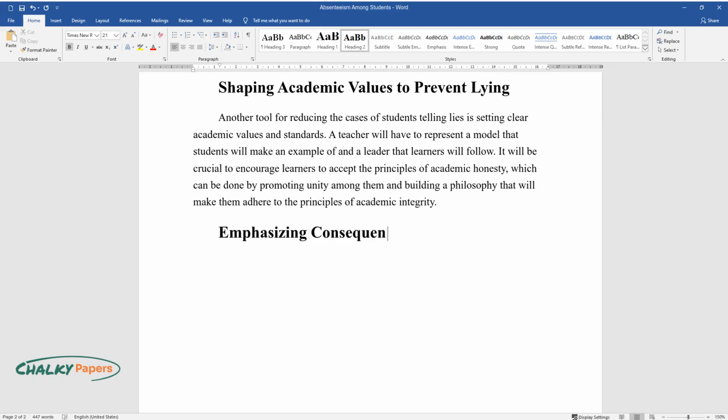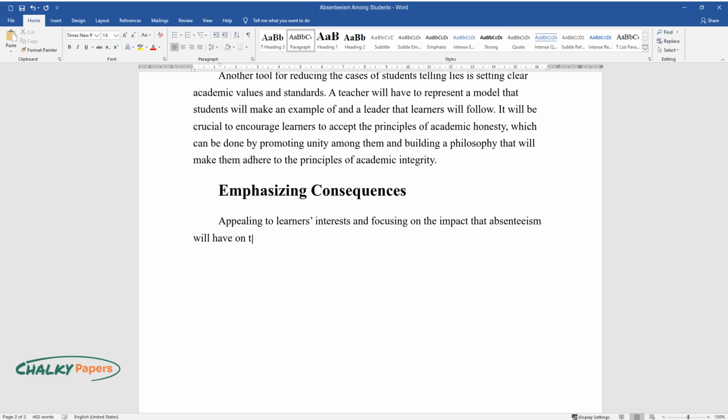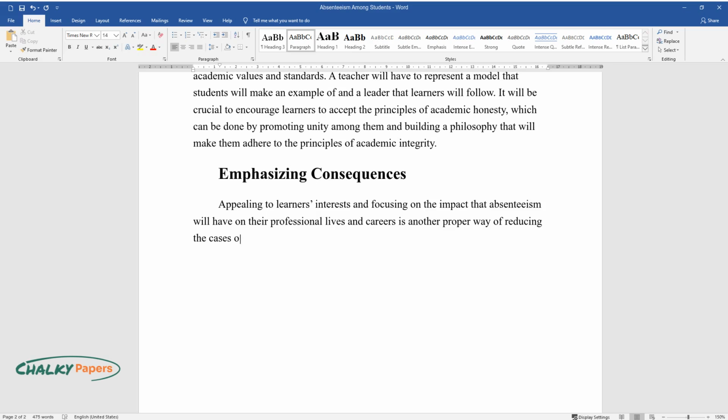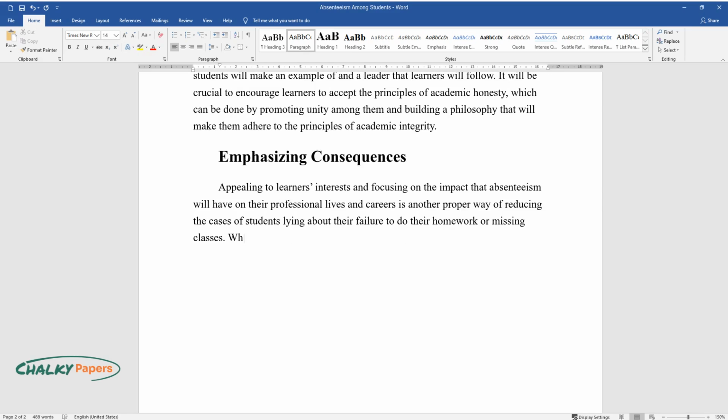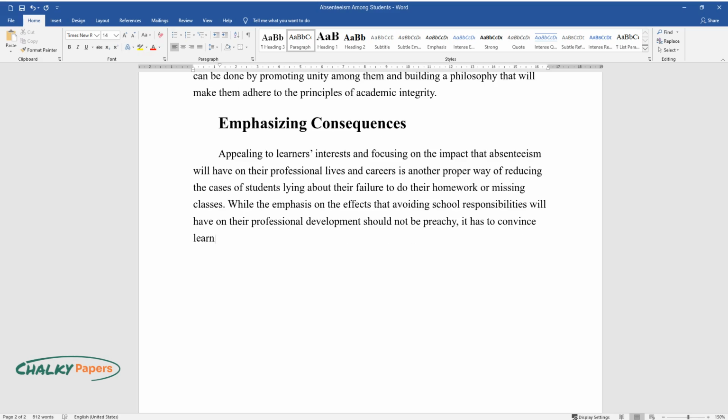Emphasizing consequences. Appealing to learners' interests and focusing on the impact that absenteeism will have on their professional lives and careers is another proper way of reducing the cases of students lying about their failure to do their homework or missing classes. While the emphasis on the effects that avoiding school responsibilities will have on their professional development should not be preachy, it has to convince learners that lying about homework causes immediate harm to them.